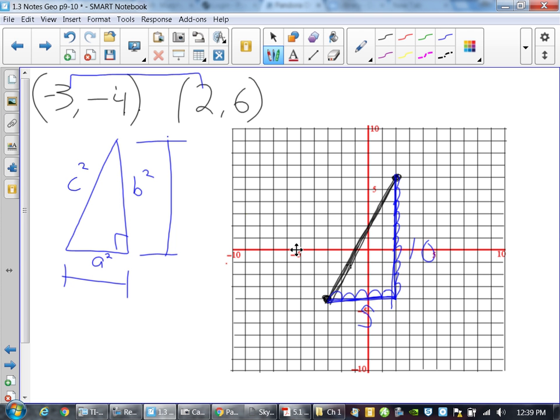You've never counted like that before? No. Seriously? You guys got to get out more.